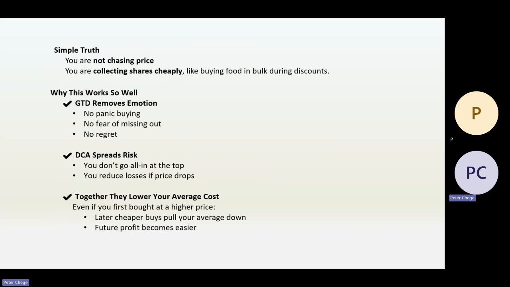Remember, you're lowering cost and increasing the number of shares, because when you're buying lower, you have a chance of buying more shares. That increases your capital gains when prices go up. And also dividends, a very important point. Remember, dividends are paid per share.